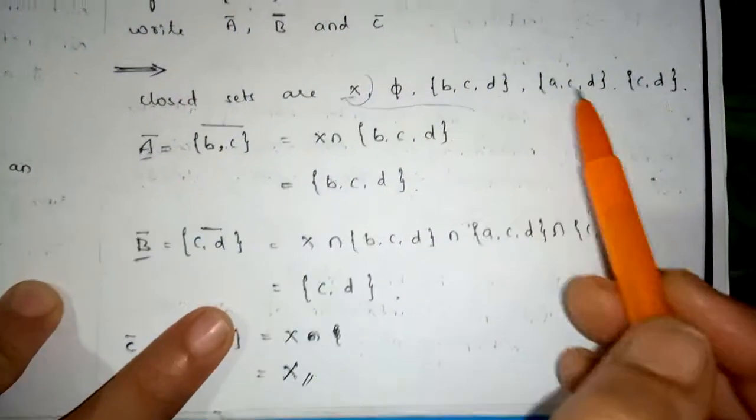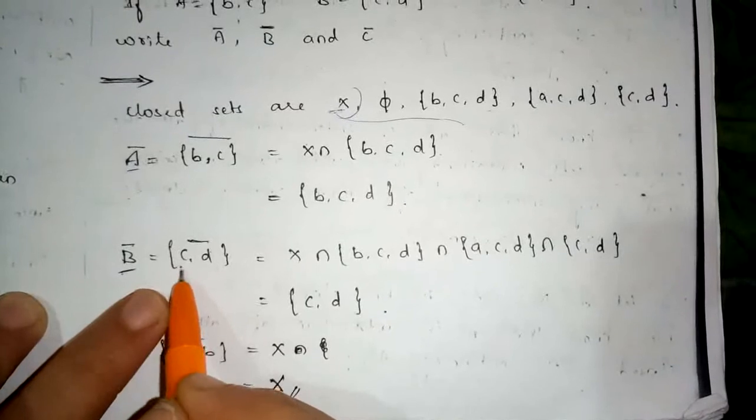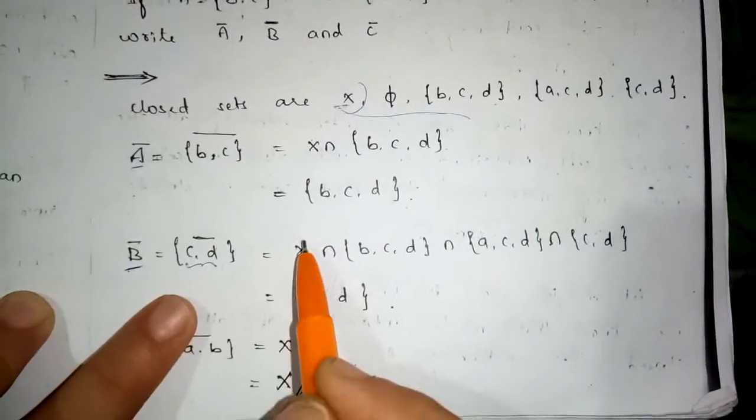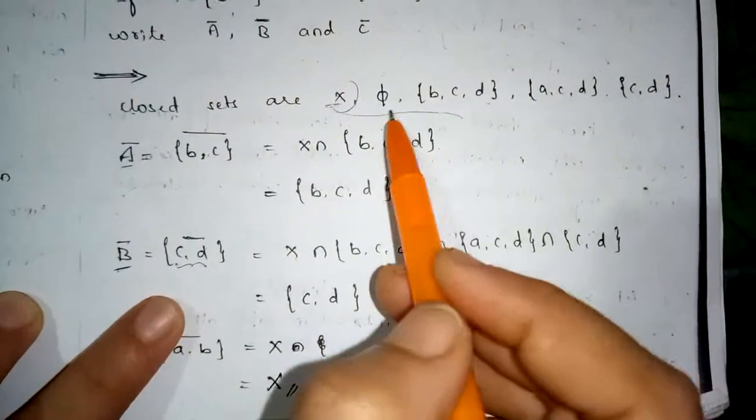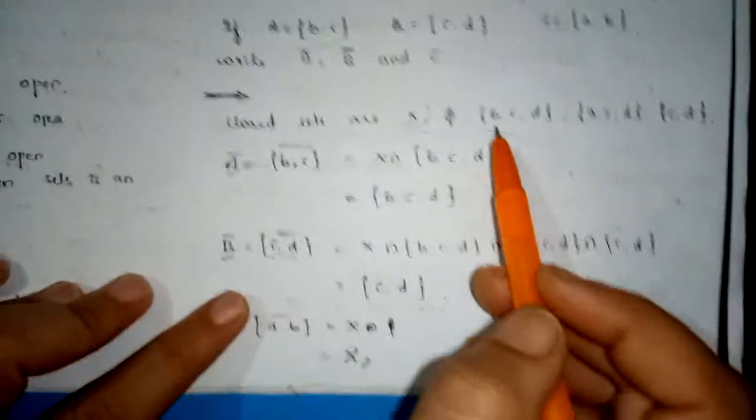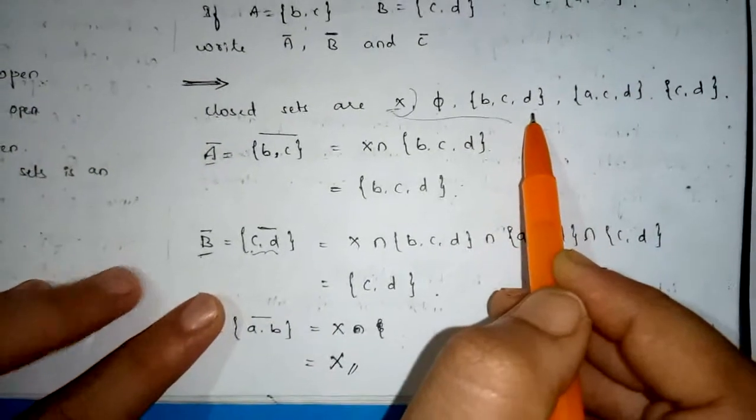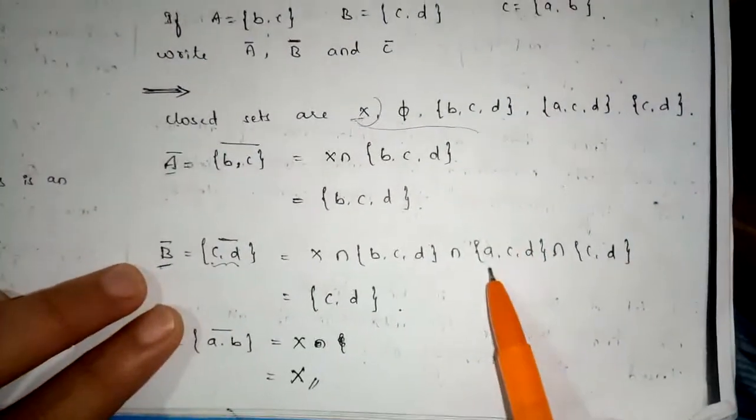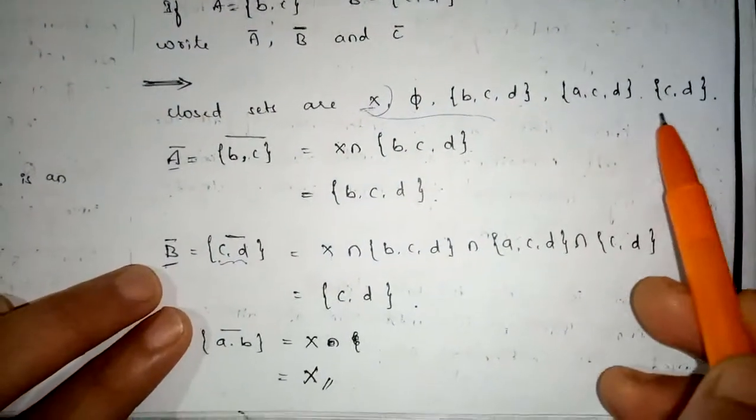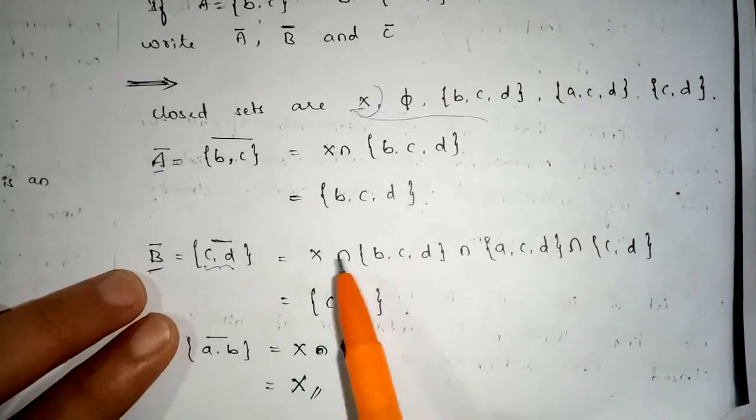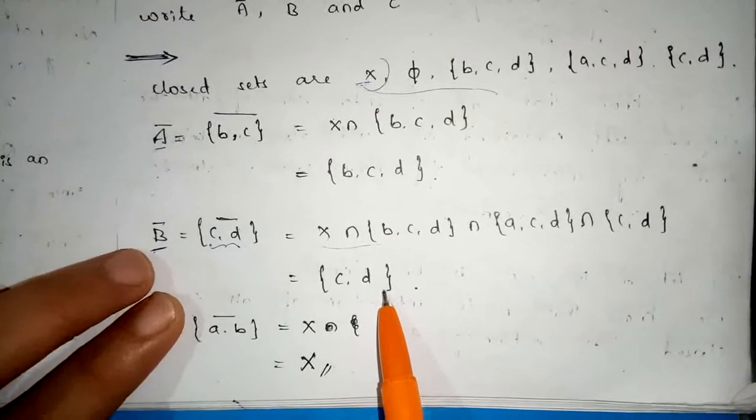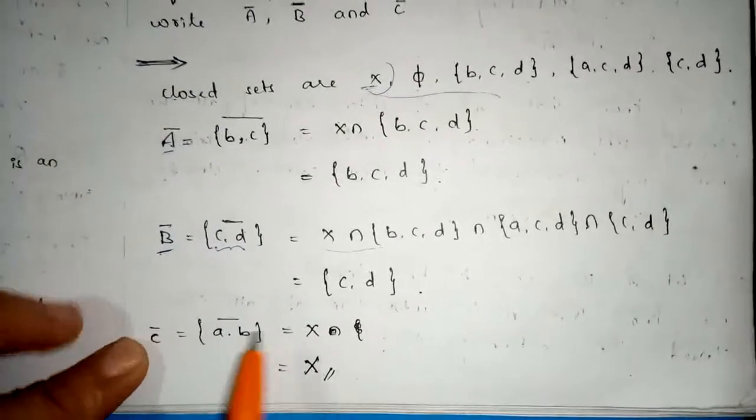So let us look at the closed sets. Observe correctly which closed sets contain the elements C, D. In X, C and D are present, therefore X is a closed set containing B. Phi does not. Next, in {B, C, D}, C and D are present, therefore it is a closed set containing the set B. And {A, C, D} is also a closed set containing B. {C, D} is also a closed set containing B. Therefore, intersect all these sets, then you get the closure of B. That is, closure of B is equal to {C, D}.